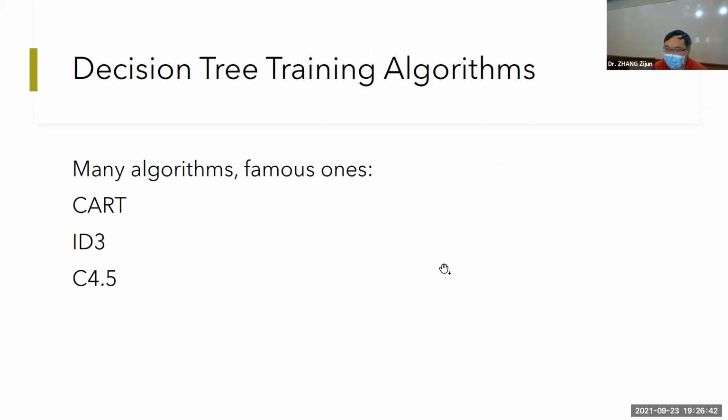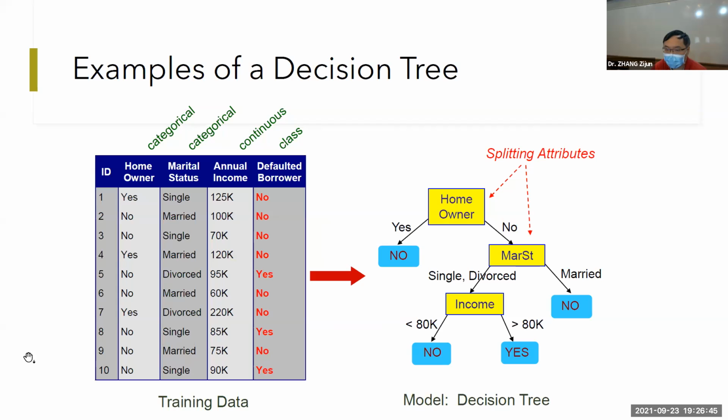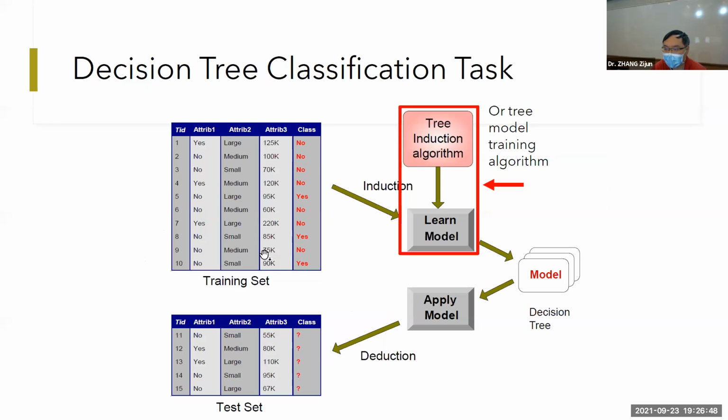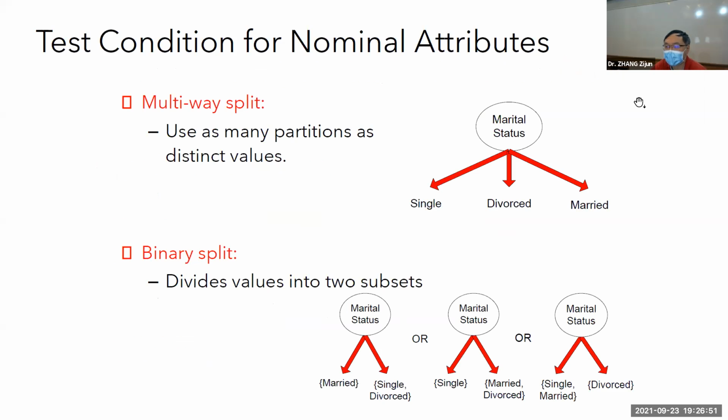If we consider the previous data set here, we check the marital status, we will find that it has 3 values. And naturally, we will pick a multiple-way split. We want to split it into 3 directions, using as many partitions as distinct values. That indicates one underlying rule that you like to choose when you decide to split the node.